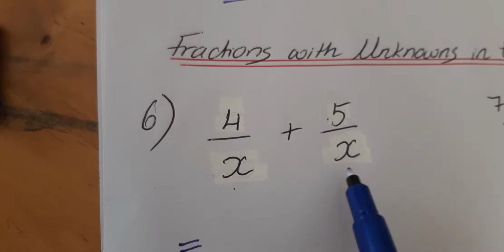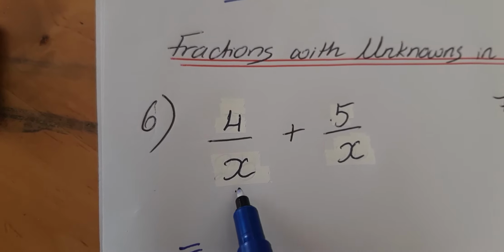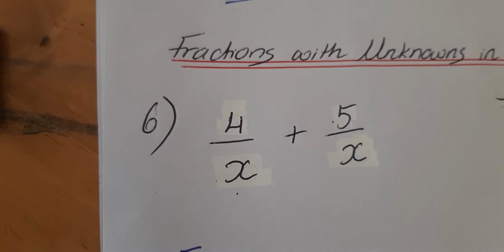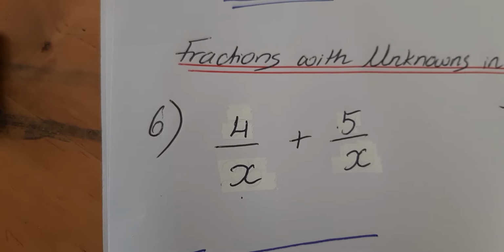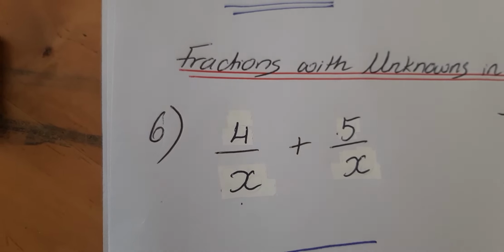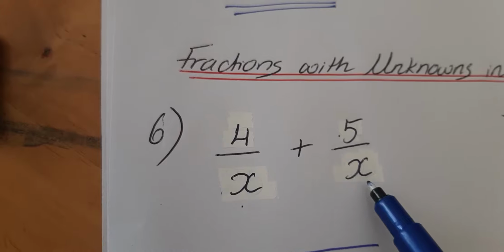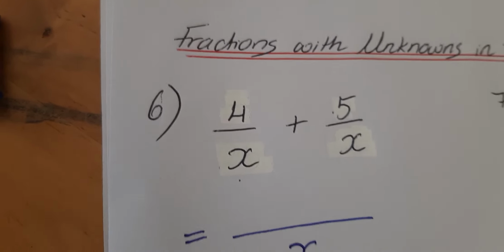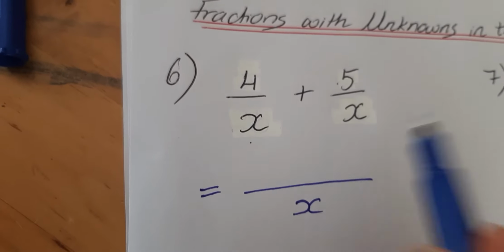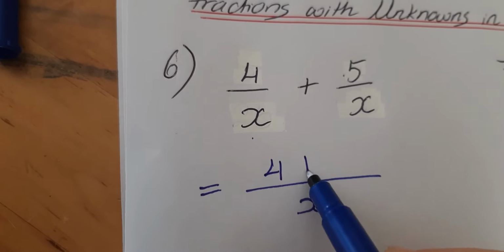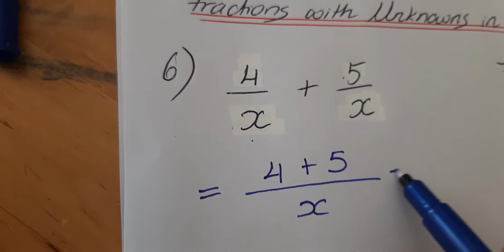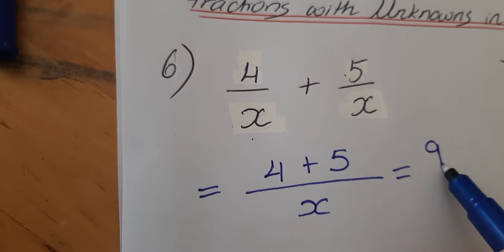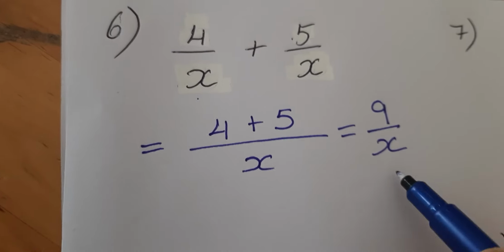Okay, so if the denominators are the same, there is an x here and there's an x here, the lowest common denominator must be x. Just like if we had a 7 here and a 7 here, the lowest common denominator is 7. We just add the numerators, don't we? So x is the lowest common denominator. 4 plus 5 is in the numerator. 4 and 5 make 9 over x.